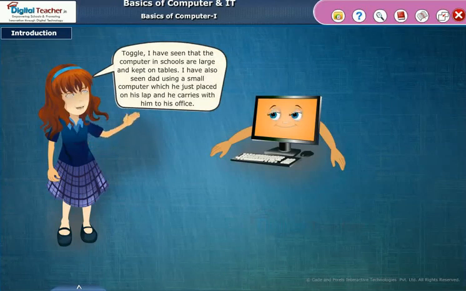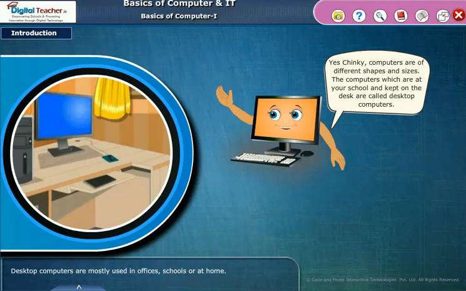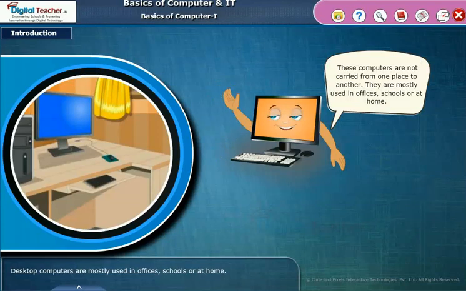Toggle, I have seen that the computers in schools are large and kept on tables. I have also seen Dad using a small computer which he just placed on his lap and he carries with him to his office. Yes, Chinky, computers are of different shapes and sizes. The computers which are at your school and kept on the desk are called desktop computers. These computers are not carried from one place to another. They are mostly used in offices, schools, or at home.